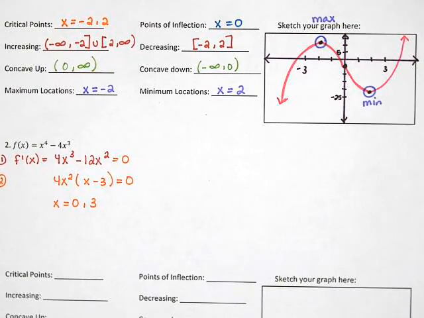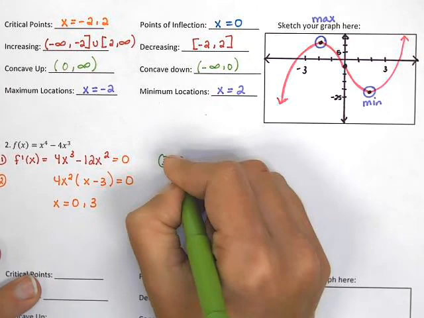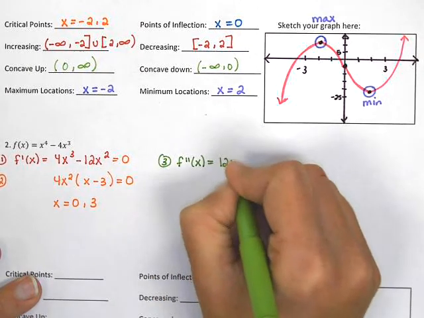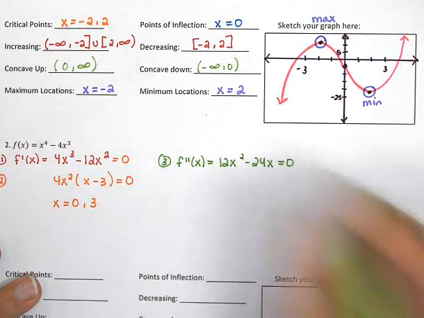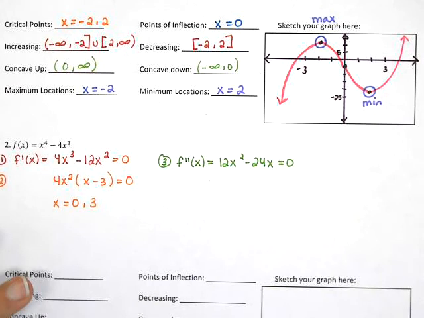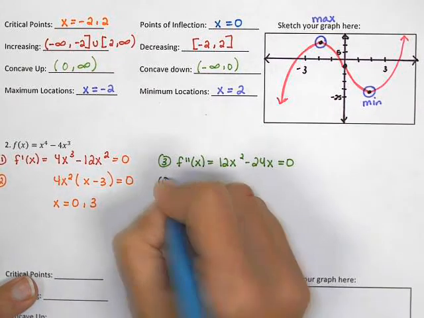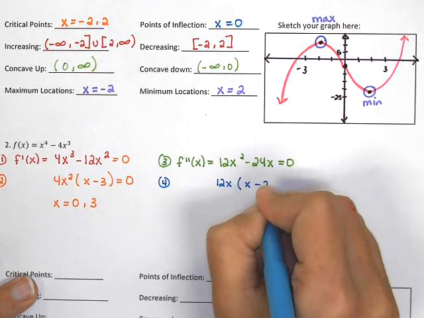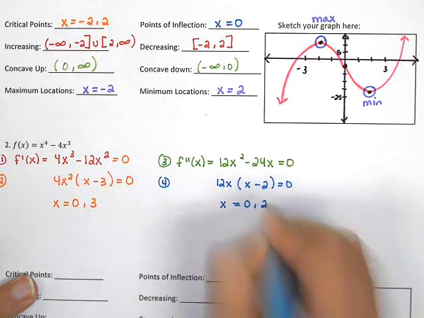Next, I would take my second derivative, which would be 12x squared minus 24x equals 0. And I would make my second derivative equal to 0. So I would factor out the 12x, and I would get x minus 2, and I would get two numbers, 0 and 2.